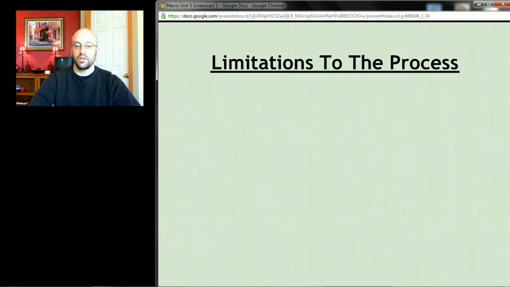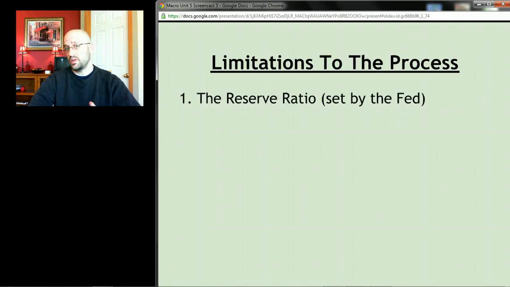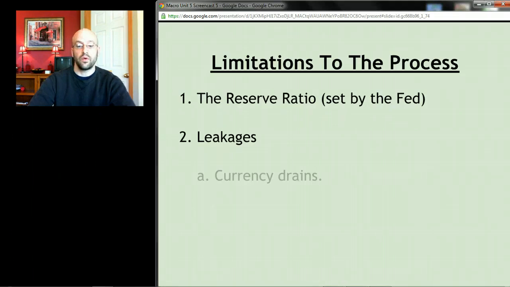Now, there are some limitations to the process. The first limitation is obvious, the reserve ratio set by the Fed. Again, if the reserve ratio is 100%, that pretty much ends the entire lending process entirely. Even if the reserve ratio isn't 100%, there are leakages involved, and we've seen this word before. First off, currency drains. All of this kind of depends on people taking out loans in the form of checkable deposits. If they were taking out loans in cash instead, the process wouldn't quite work the same way.